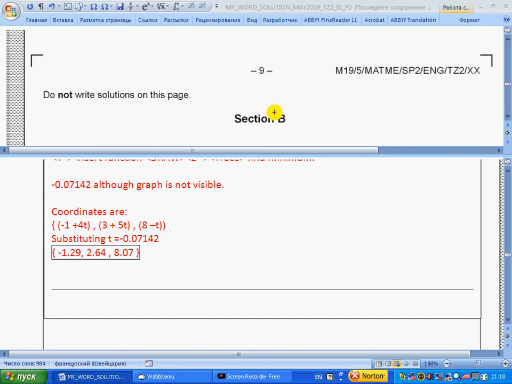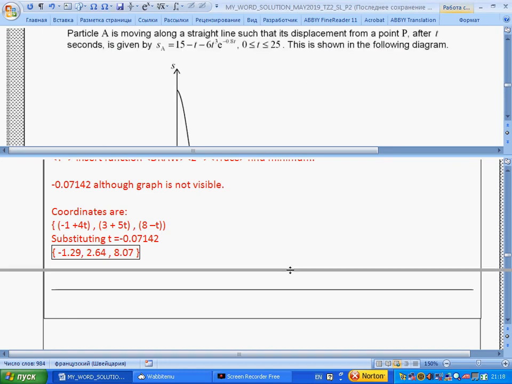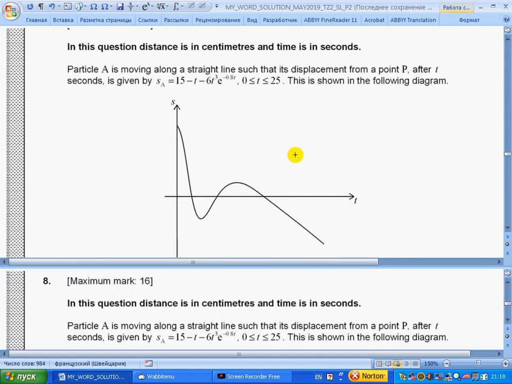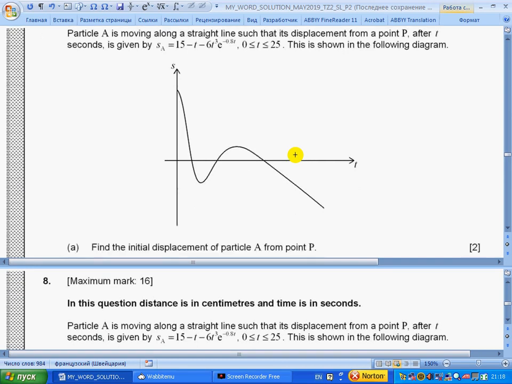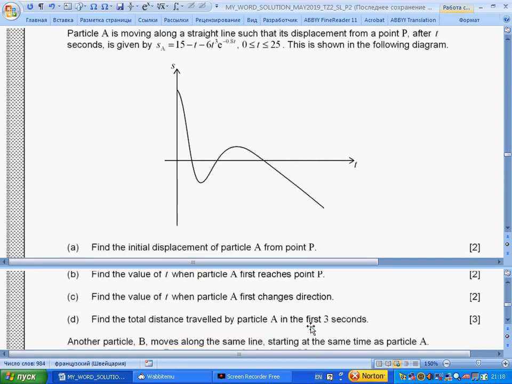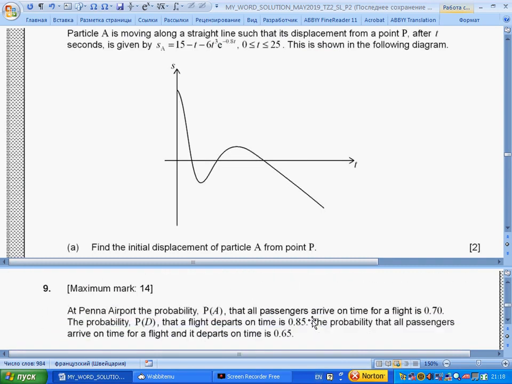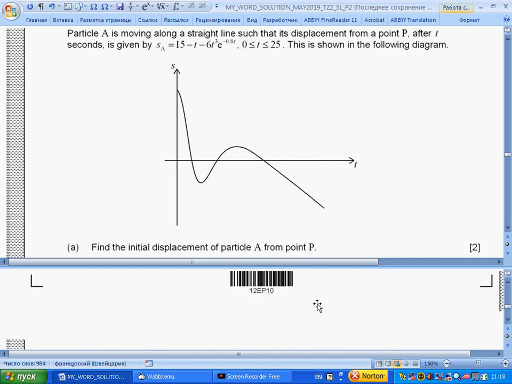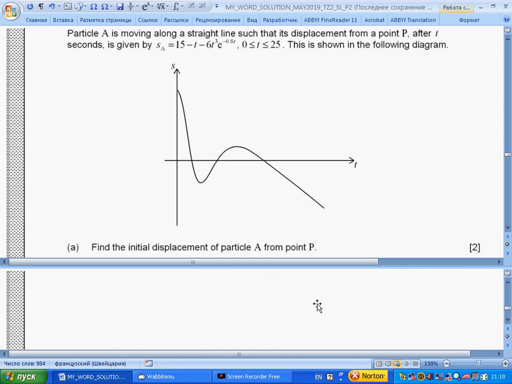Next is section B. In this question, distance is in centimeters and time is in seconds. Particle A is moving along a straight line such that the displacement from point P after t seconds is given by the following formula. The graph is shown. Find the initial displacement of the particle.